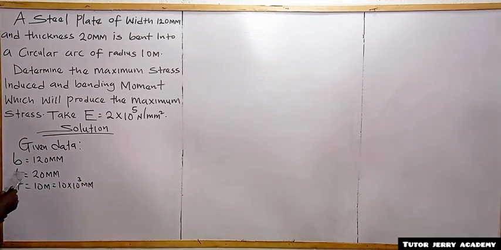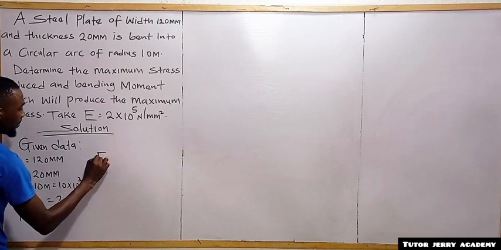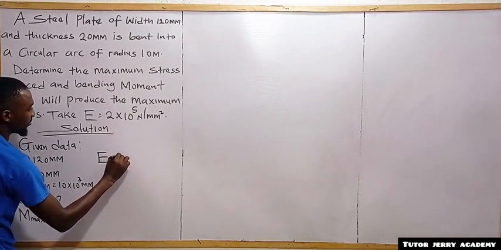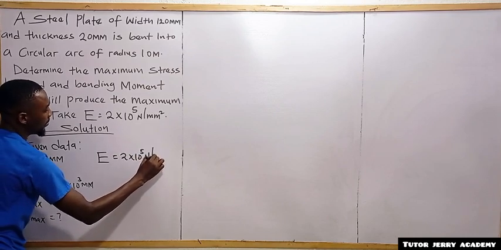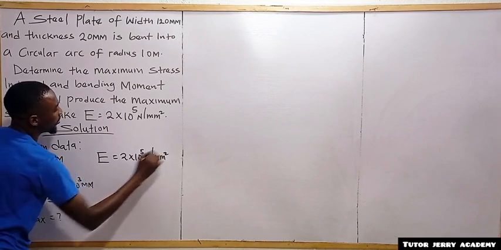And we are told to take E. So we want to find our maximum stress, and then the maximum bending moment. And then we are told to take E as 2 times 10 to the power of 5 Newton per millimeter square, which is our Young modulus.